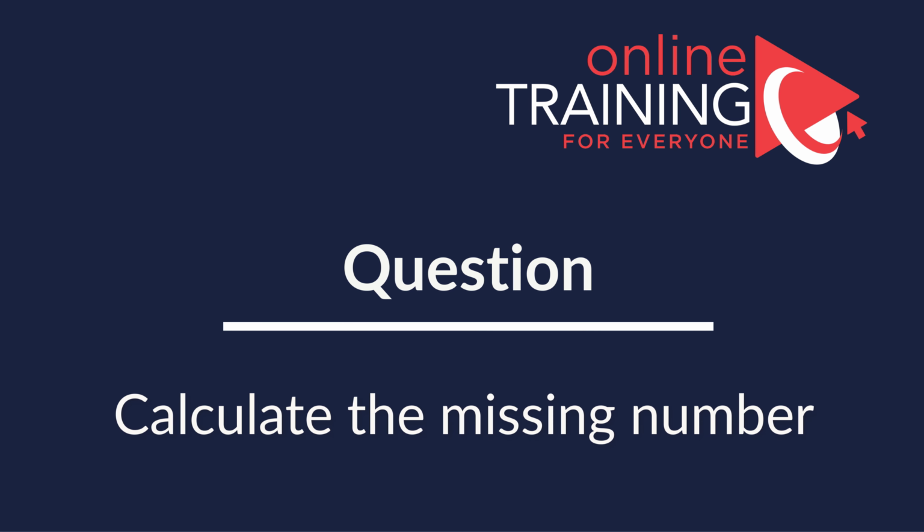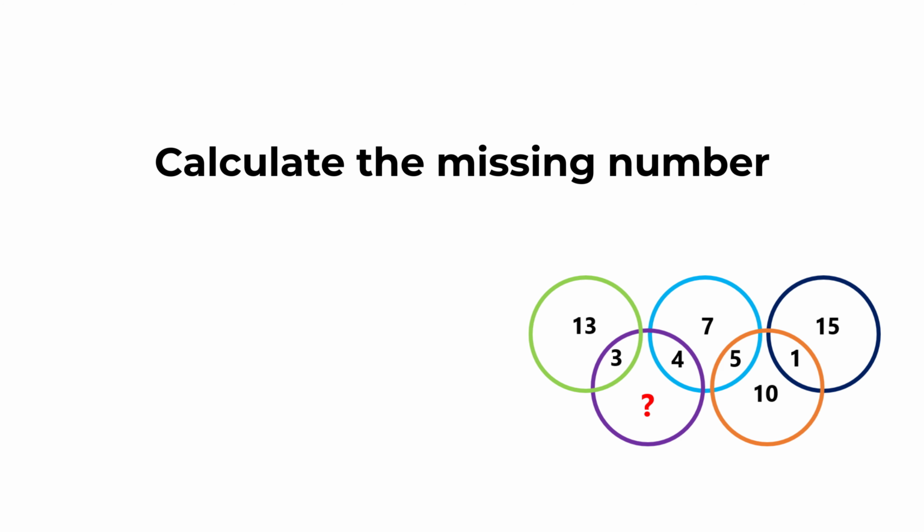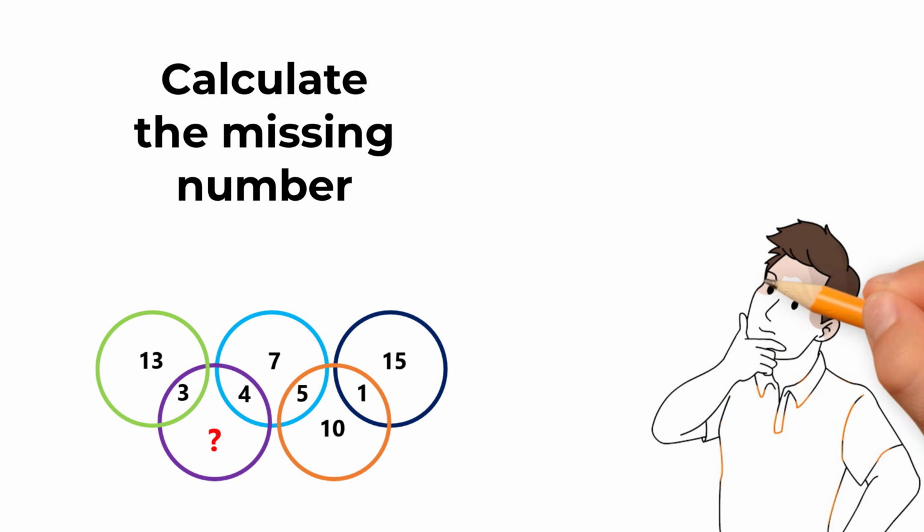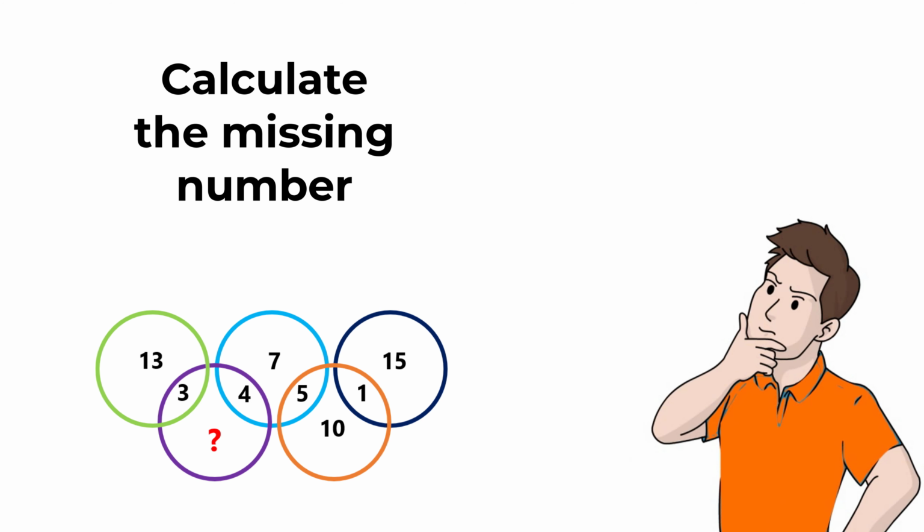This is one of my favorite questions because it is very frequently used in a test. You're presented with 5 crossing circles. All circles are of the different colors. There are numbers inside the circles, as well as the numbers on the intersections of the circles.